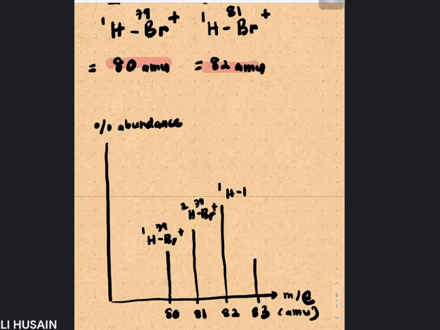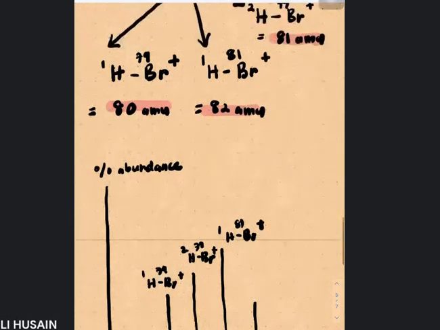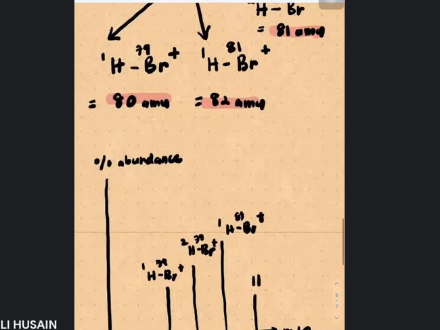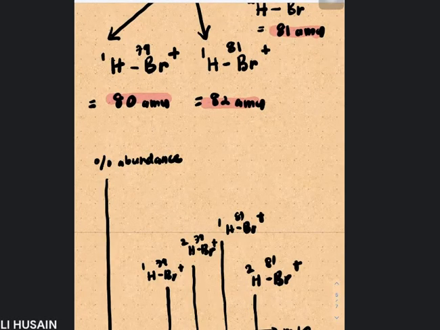Hydrogen 1 Br81 plus. Then the last one, what was it? 83. Where is 83? Hydrogen 2 Br81 plus. Okay.